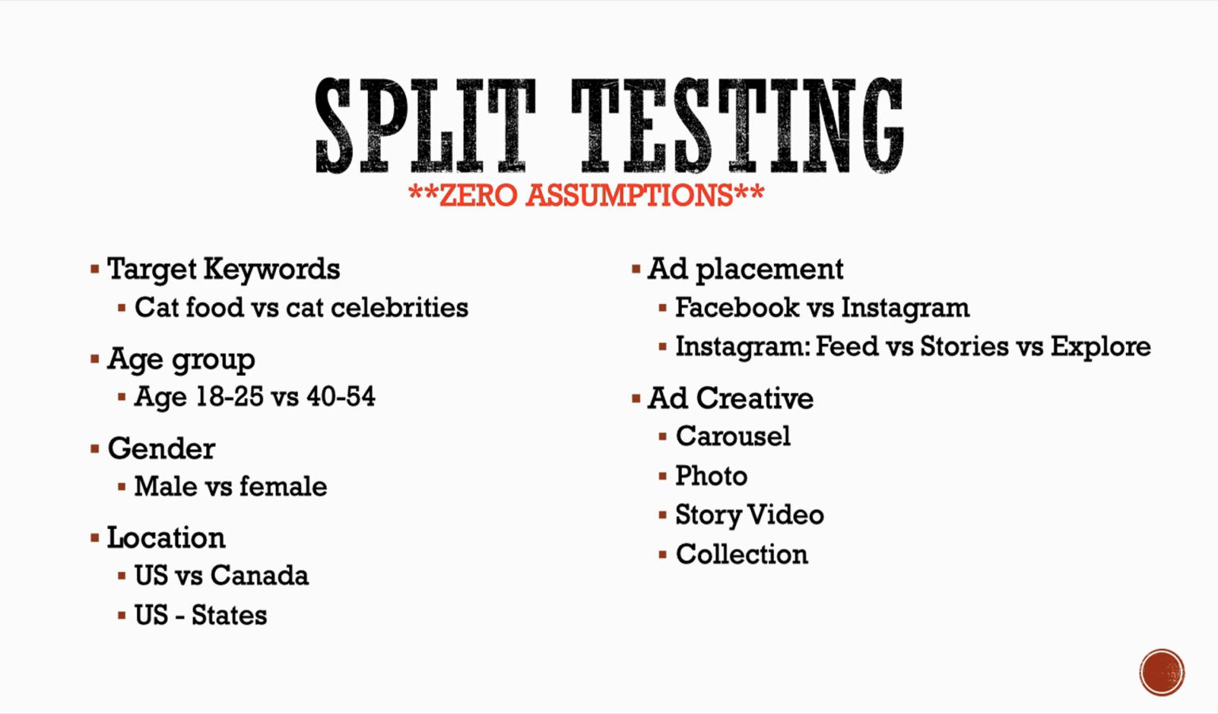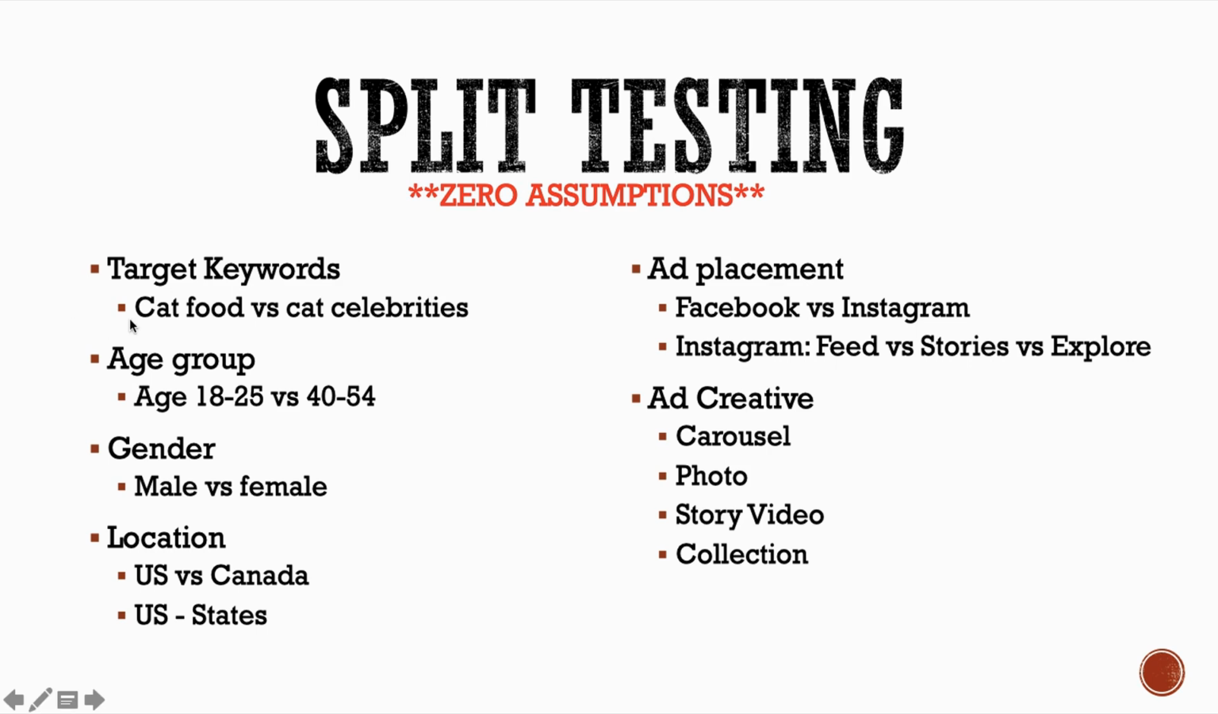So up here on the screen, I actually listed a few things that you can go ahead and split test. Obviously, this is not all inclusive. This is just the main ones that you can start testing right now. So the first one is the target keywords. As you can see, you can split test between cat foods versus cat celebrities.